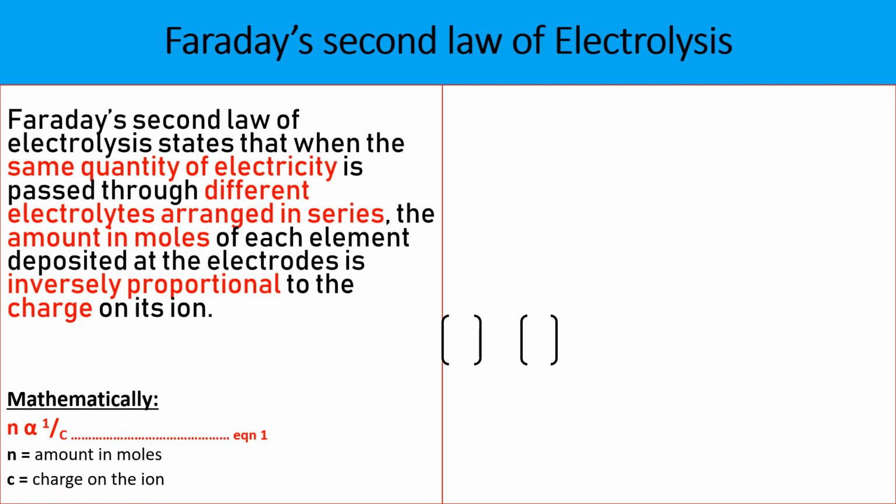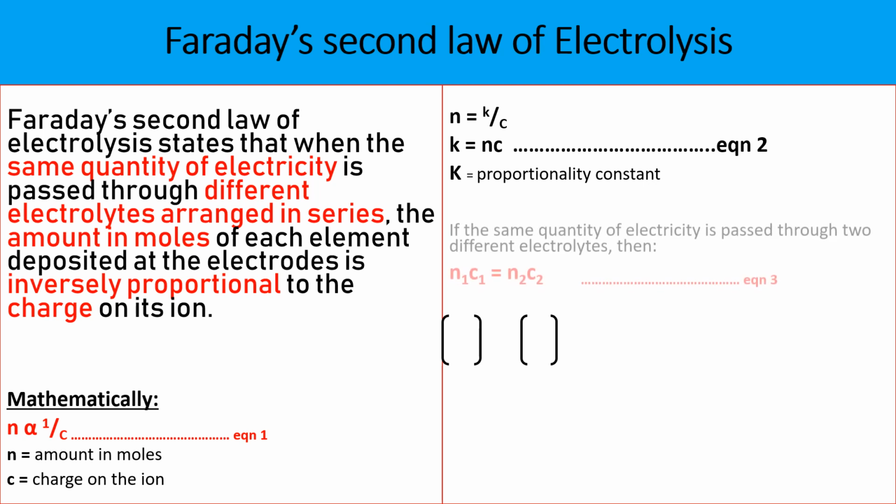So n in this formula means the amount in mole, while C is the charge on the ion of the element. By the time we introduce a proportionality constant, we have n equals K over C. What is K? We can make K the subject of the formula, so K is equal to the product of the amount in mole and the charge on the ion of the element discharged. So K is our proportionality constant.